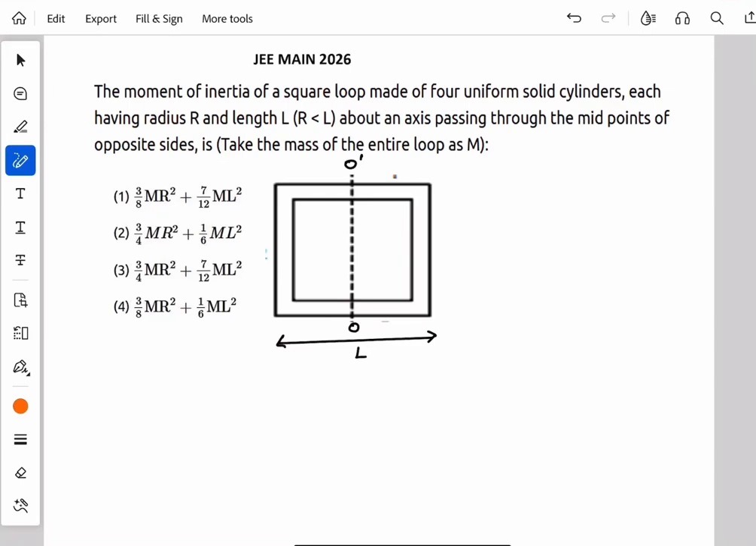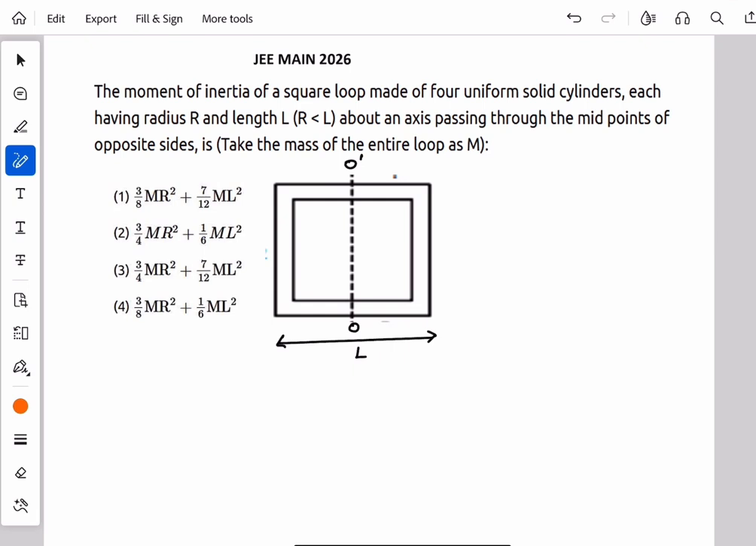Good morning, everyone. The moment of inertia of a square loop made of four uniform solid cylinders, each having radius r and length l, where r is less than l, about an axis passing through the midpoints of opposite sides each. Take the mass of entire loop as capital M.